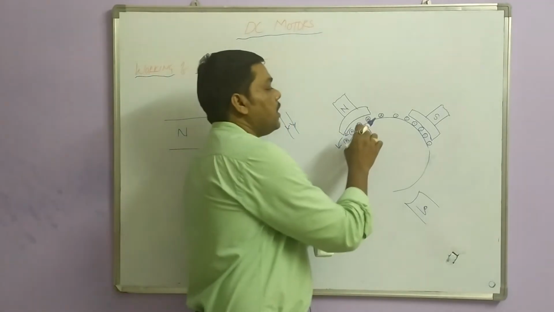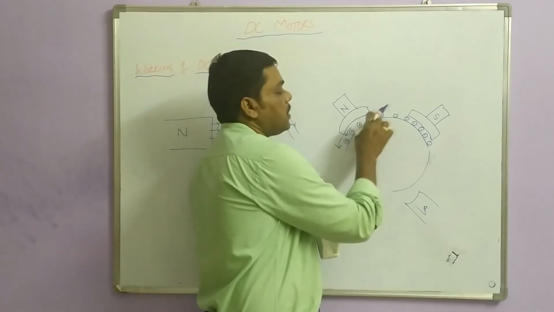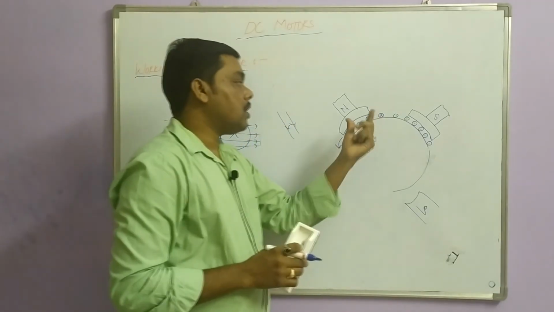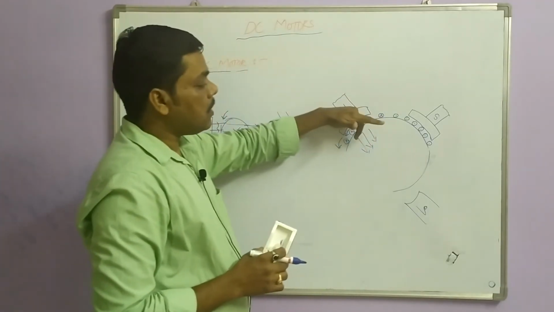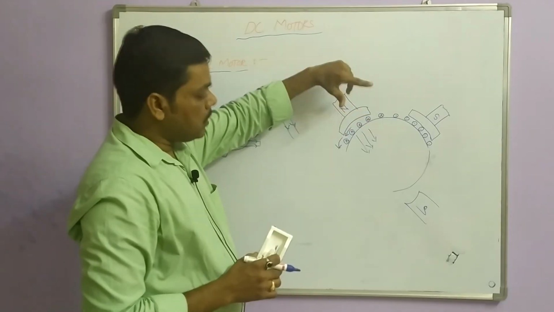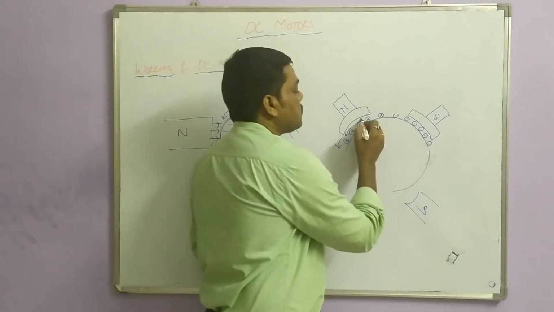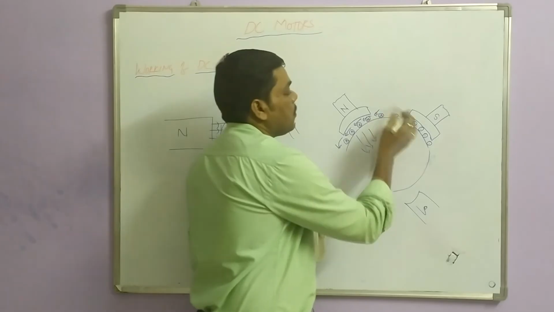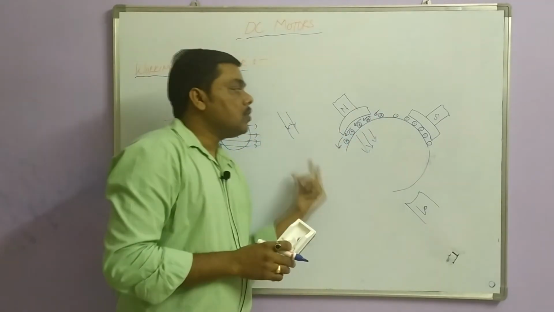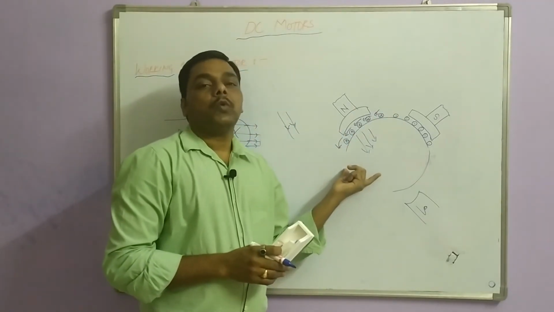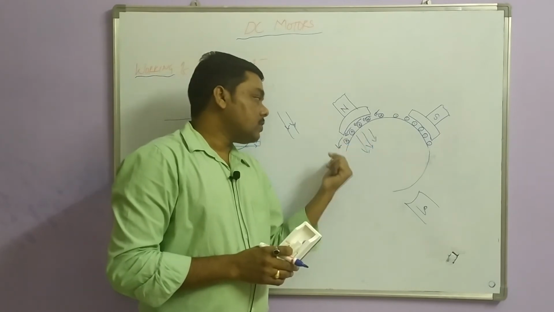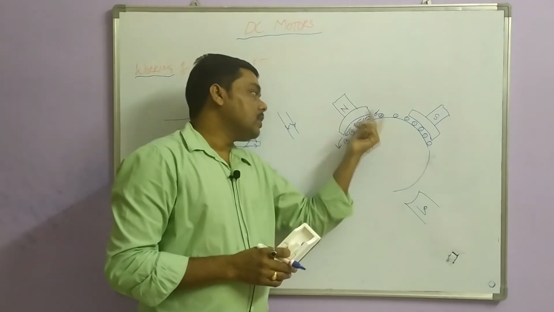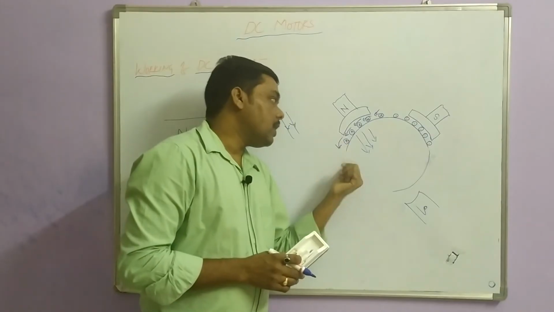Similarly, all the conductors in this north pole region are trying to move in this direction. So that means from this pole to this pole. The direction of rotation for the north pole will be like this.